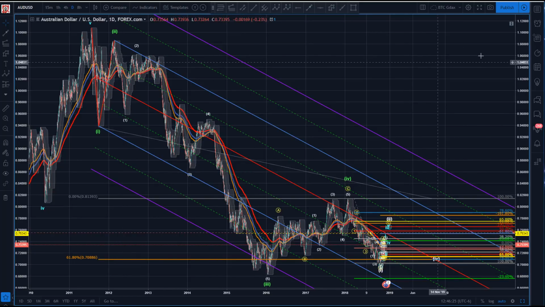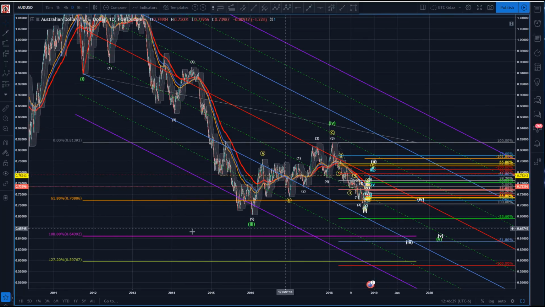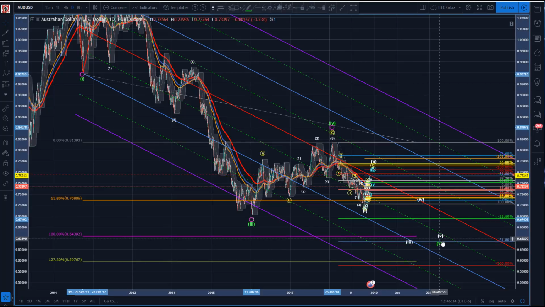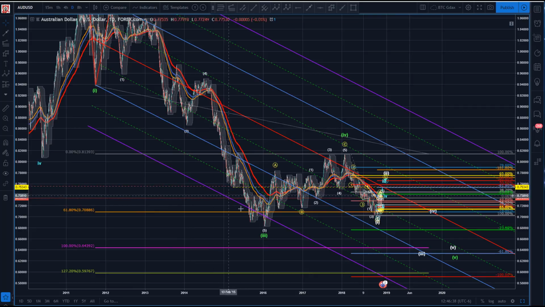All right, so that said, this certainly could go beyond this low, right? We've been there before. So that would be very bearish of the Aussie dollar relative to the US dollar.